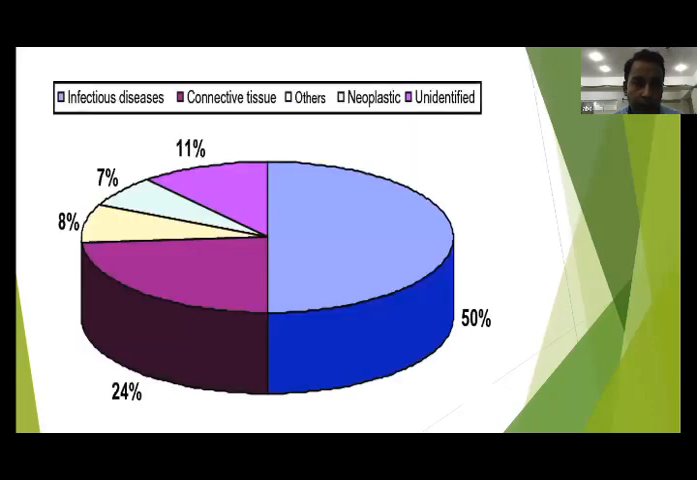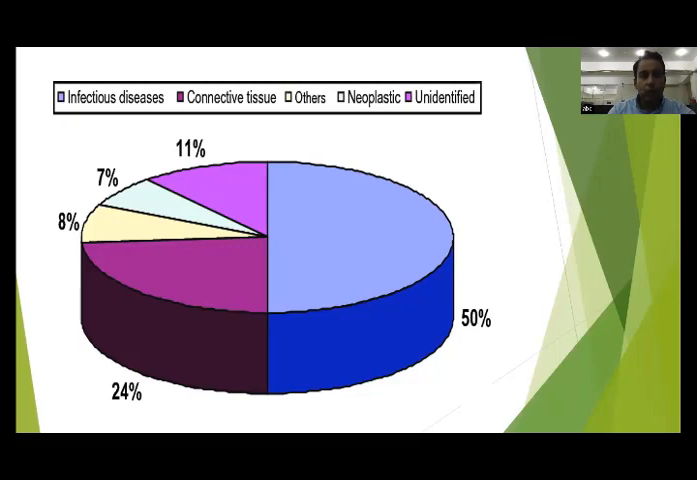This is a pie chart presentation of important causes of pyrexia of unknown origin. As you see, the first and most important, approximately 50% of causes, are infective causes. Then 11% of causes always remain unidentified. Despite all the extensive investigations you carry out, you still can't find the reason for pyrexia in 11%.